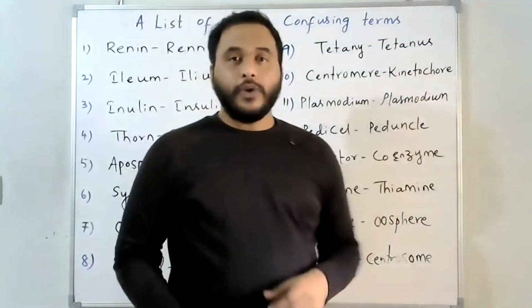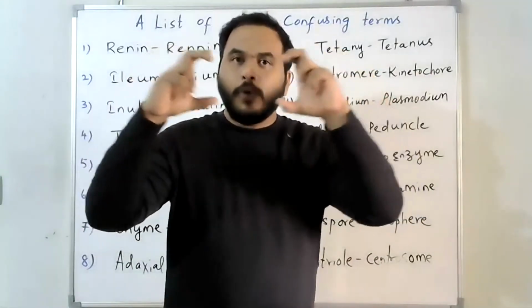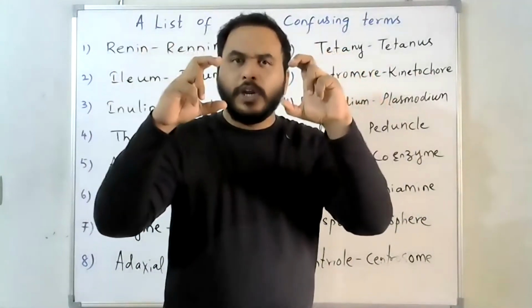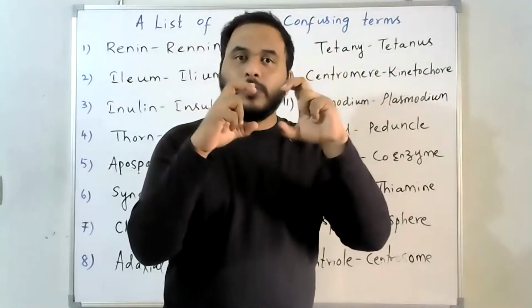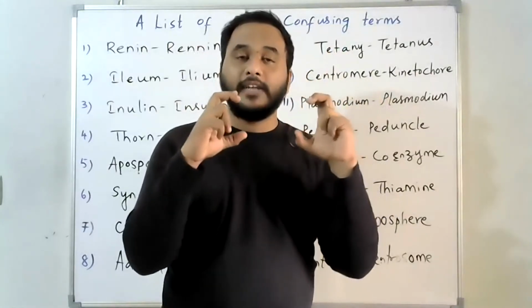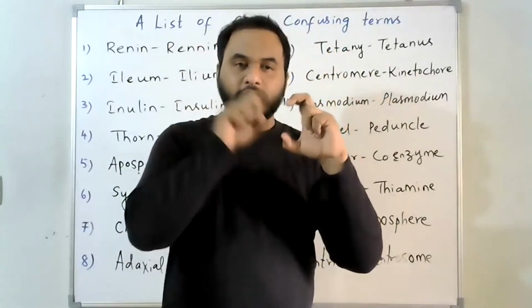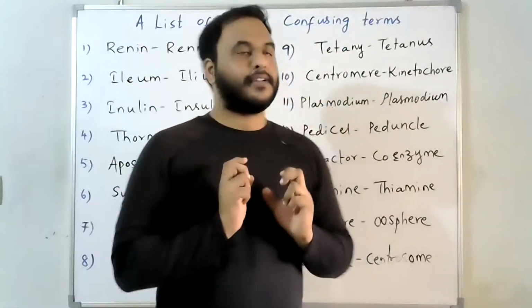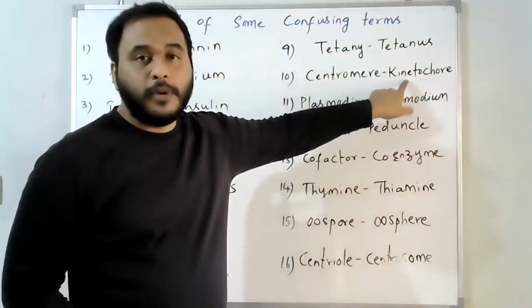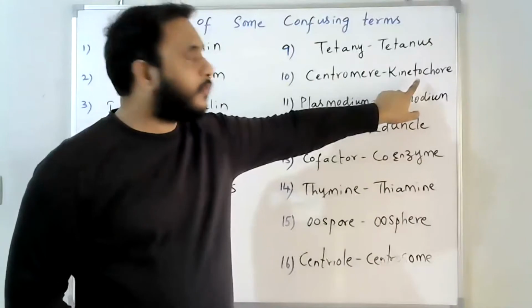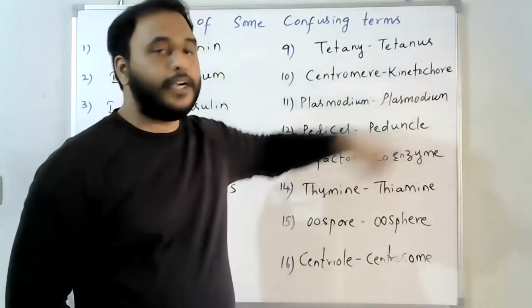Whereas the kinetochores are two proteins. The kinetochores are nothing but the proteinaceous structures which are attached to the centromere and lie on either side. Okay, centromere, kinetochores, like that. And the spindle fibers are attached to the kinetochore.